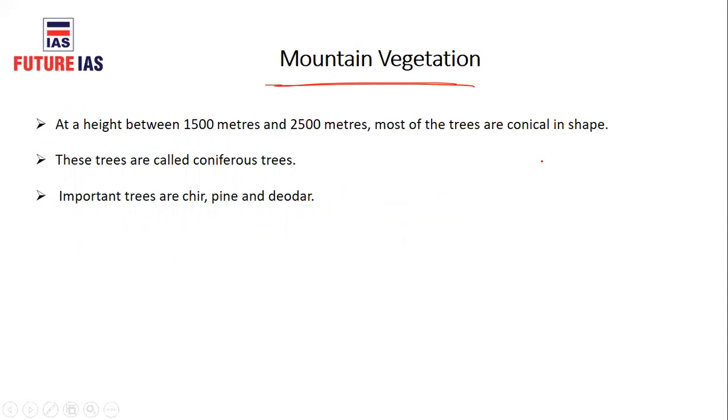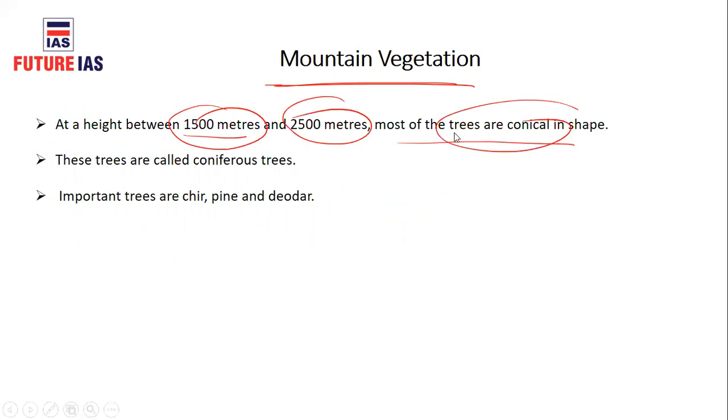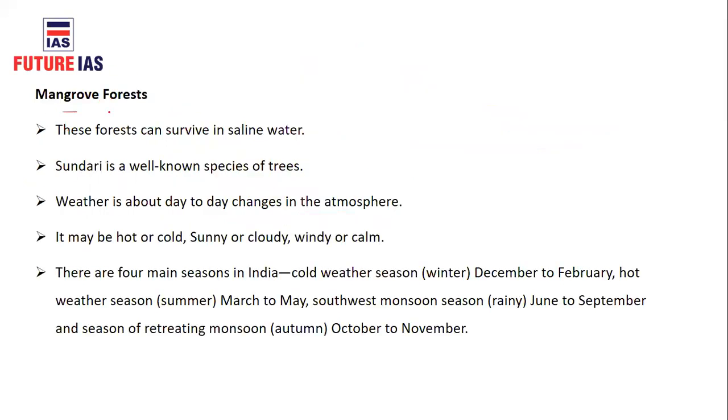Mountain vegetation means the vegetation changes with the altitude, right? When you move in the mountainous region, the vegetation changes. At heights between 1500 and 2500 meters, most of the trees are conical in shape. So that is why they are called coniferous trees. These trees are, for example, chir, pine, and deodar. And we will learn more classification about mountain vegetation as you graduate to higher classes of geography. When we study 10th, 11th, and 12th geography, we will understand the more sub-classification of mountainous vegetation.